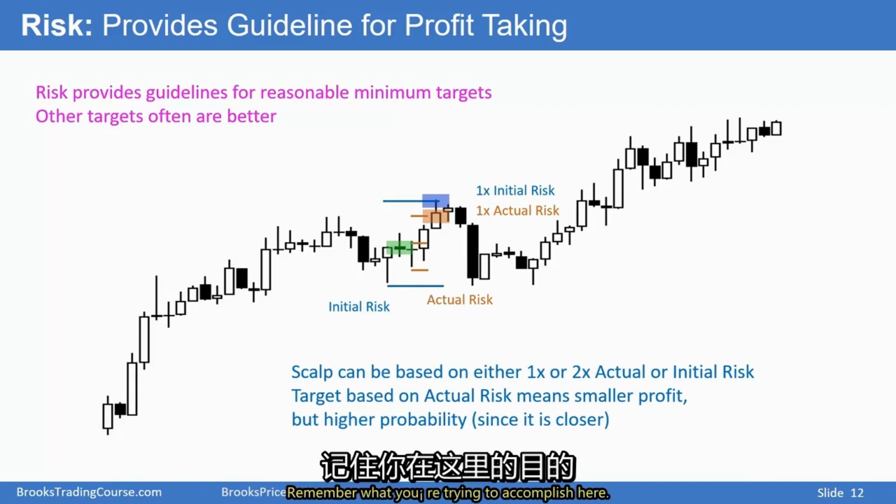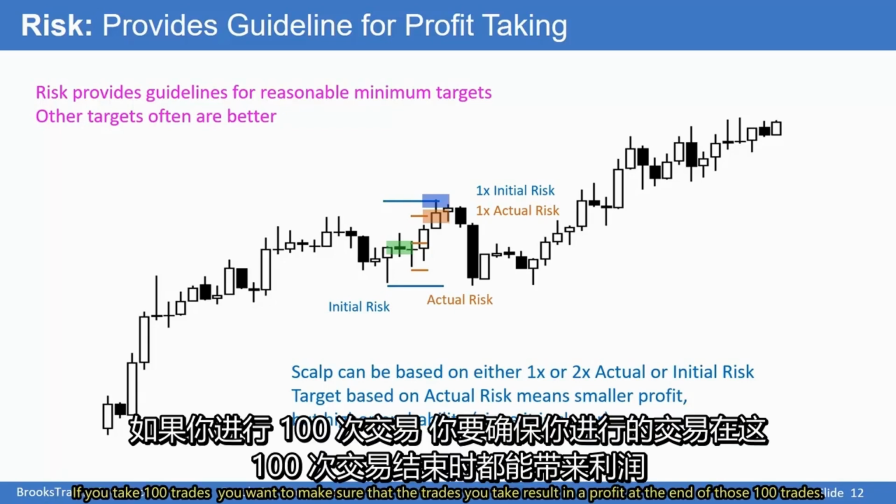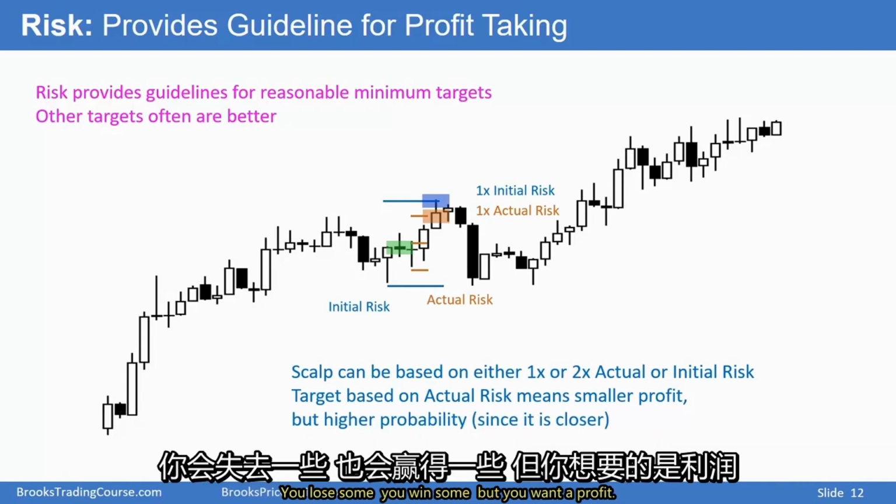Remember what you're trying to accomplish here. You're trying to make money. And to make money, you need to be trading in a way that results in a positive trader's equation. If you take 100 trades, you want to make sure that the trades you take result in a profit at the end of those 100 trades. You lose some, you win some, but you want a profit.